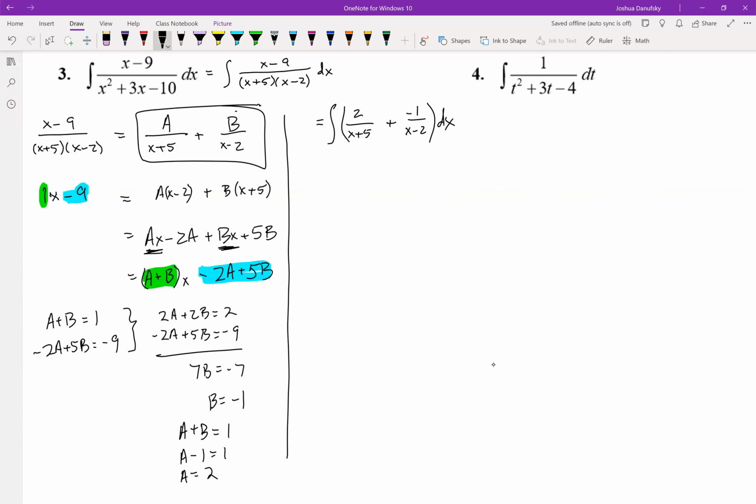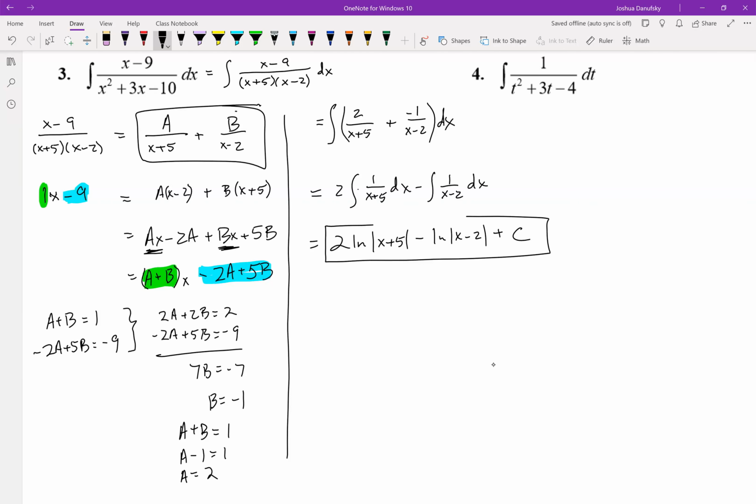Continuing on, the integration now is relatively straightforward. We have the integral of 1 over x plus 5 dx times 2 minus the integral of 1 over x minus 2 dx. We have 2 ln of absolute x plus 5 minus ln of x minus 2 plus c, and we're done. Go ahead and pause the video, do number 4. You're going to follow pretty much the same steps as we did in number 3.